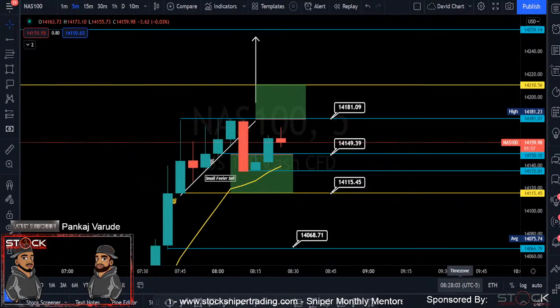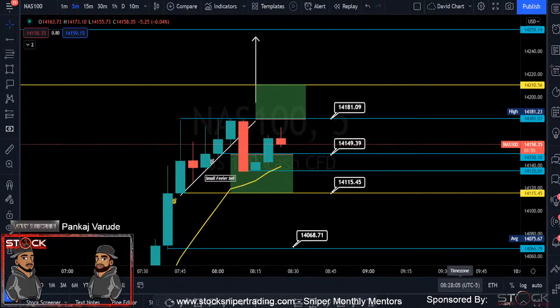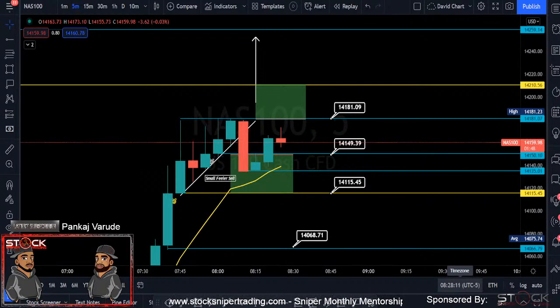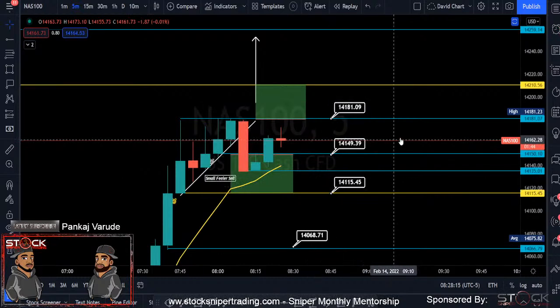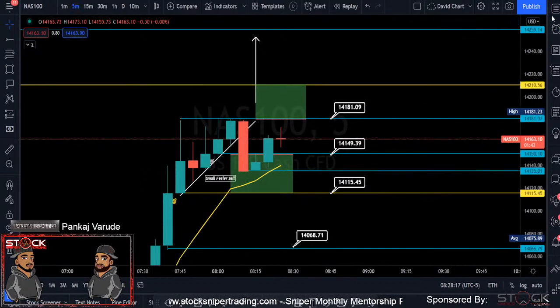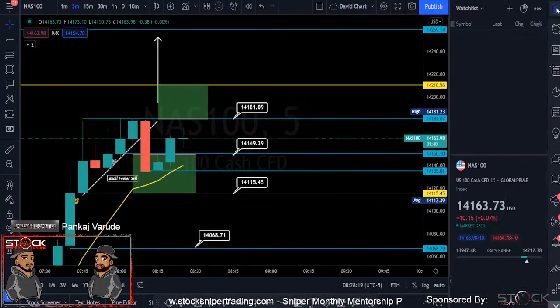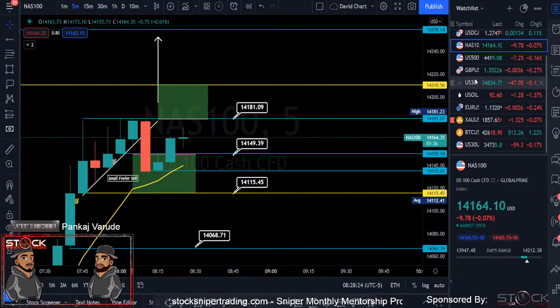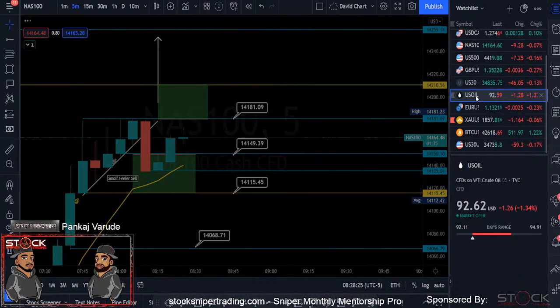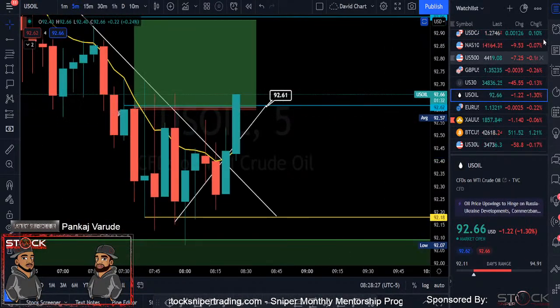And guys, sometimes these might take a little bit of time to come into play. Like for example, one of the trade ideas that went out this morning took about 15-20 minutes to even happen. Okay, so let's go check out oil here. There we go. Okay, guys, oil is rising.